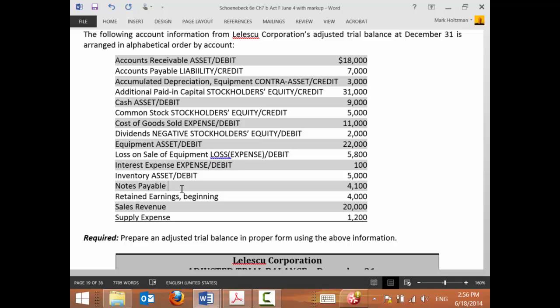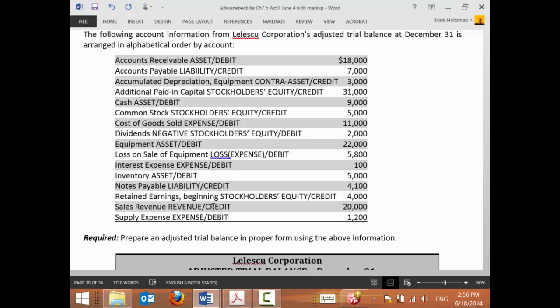Note payable. What kind of account? Liability, and that is a debit or a credit? Credit. Good. Retained earnings, beginning. What kind of account is that? Stockholders' equity, and what kind of balance does it have? Credit balance. Sales revenue. What kind of account is that? Revenue account. And what kind of balance does it have? Credit. Supply expense. Debit or credit? Well, it's an expense, right? Debit or credit balance? Debit balance.